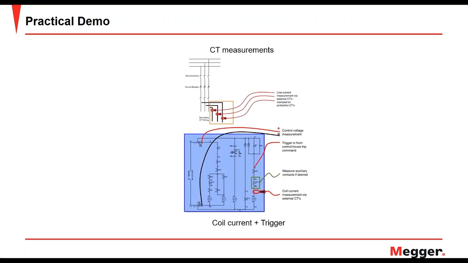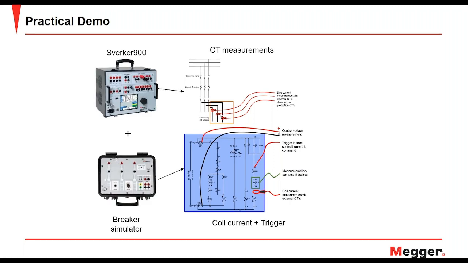So for our practical demo today, I'm going to do the first trip and timing test together. This is our configuration. I will be connecting or simulating a breaker with a connected CT, and also I will be measuring the coil current of the breaker at the same time, while taking the trigger to my circuit breaker analyzer.